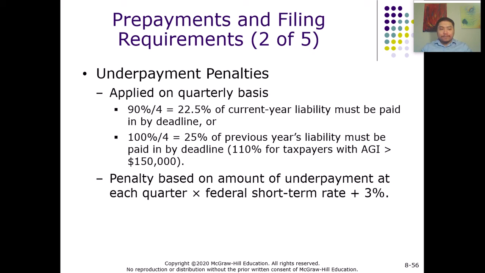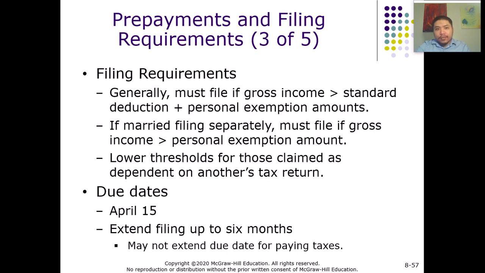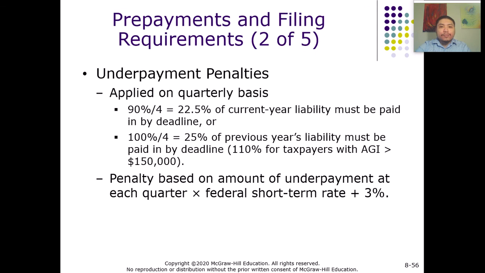But if for some reason they still receive underpayment penalties because they don't follow these two programs, then the penalties kick in. The way to calculate the penalties is we use the underpayment amount for each quarter times the federal short-term rate plus 3%. So these are the penalties that the taxpayer who underpaid the IRS has to fulfill. All right, so that is the underpayment penalties, the prepayment requirement rate.